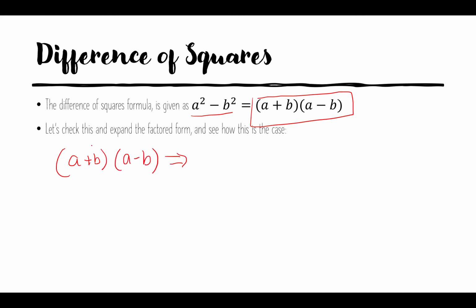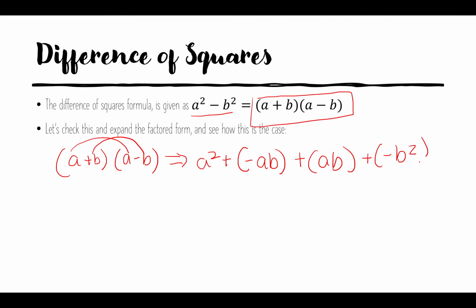Let's FOIL it out. So we'll get a times a, which is a squared, plus a times negative b, which is negative ab, plus b times a, which is ab, plus b times negative b, which is negative b squared. So when we continue this, the negative ab and the plus ab cancel out, and we just get a squared minus b squared, as can be seen by this difference of squares formula.